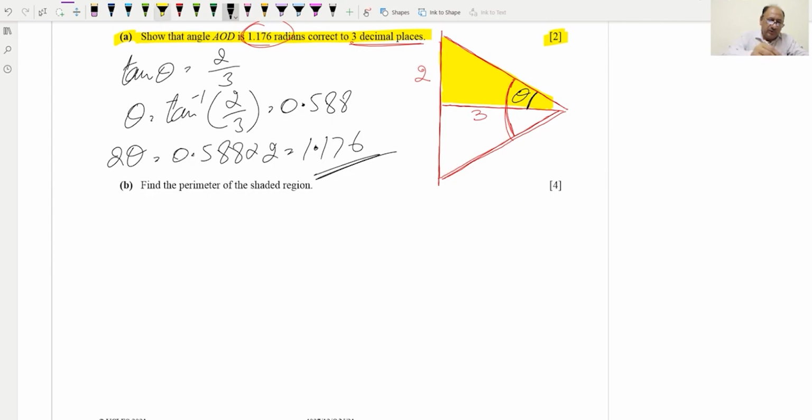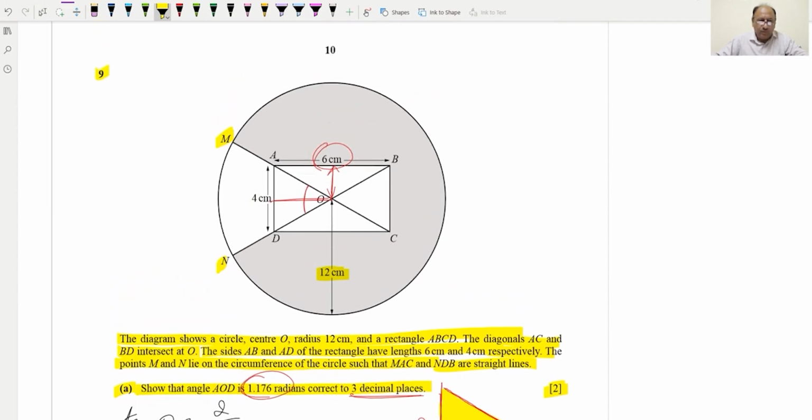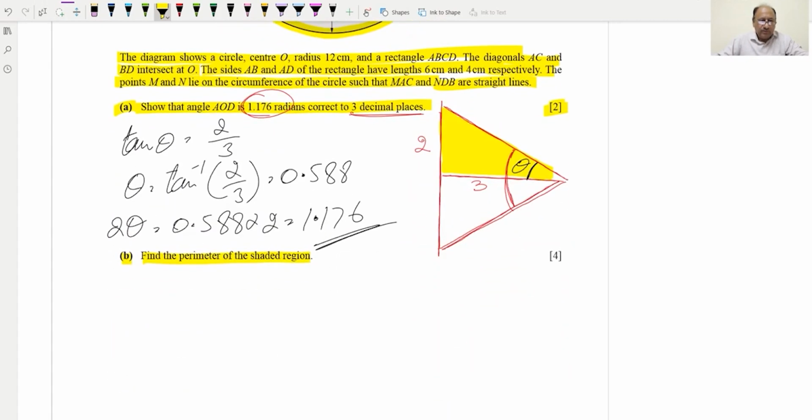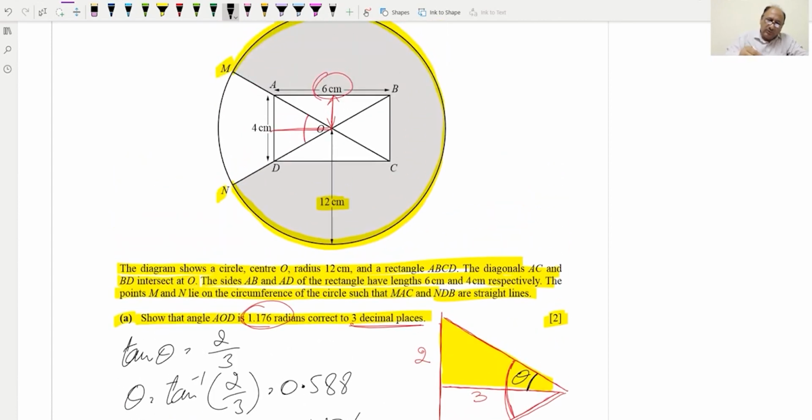Now we can move to the B part, and B part says find the perimeter of the shaded region. So perimeter of the shaded region, first of all we will find the perimeter of this major arc, which is this one. So this will be major arc MN, so we can write L is equal to R theta, and R we know is radius is 12, and we can take the theta value, this will be 2 pi minus 1.176. This angle is 1.176, so remaining angle will be this one, which is 2 pi minus 1.176.